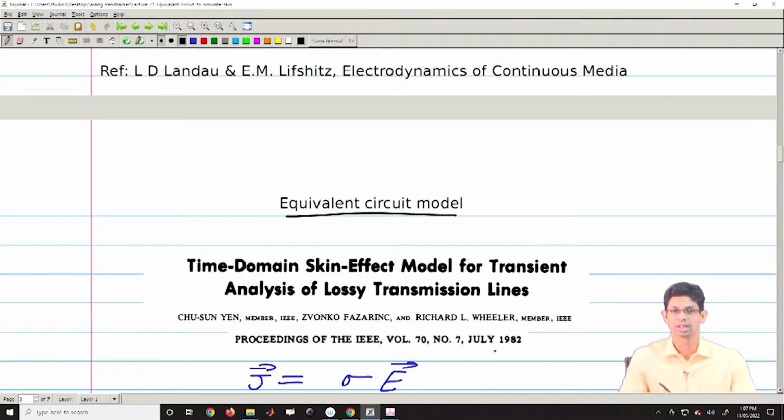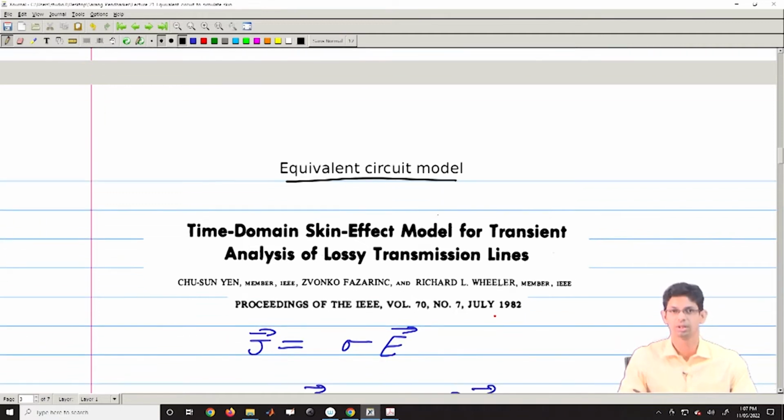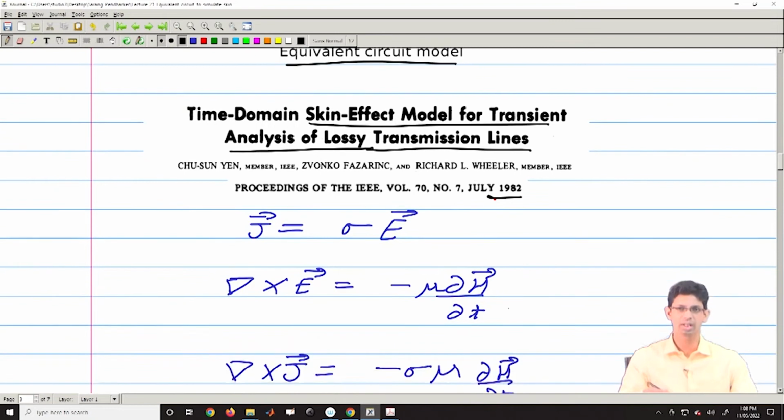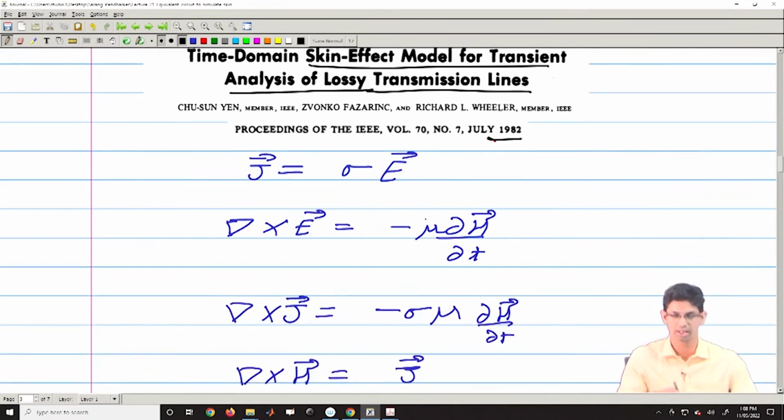The following discussion which I am going to present is taken from a relatively old paper. The paper is Time Domain Skin Effect Model for Transient Analysis of Lossy Transmission Lines. This paper is from 1982, published in Proceedings of the IEEE. So, let us see what they did. The approach I will not be following exactly, but towards the end of this lecture I will again be showing plots and schematics from this paper. So, again, what are our starting equations? These are our starting equations as usual.